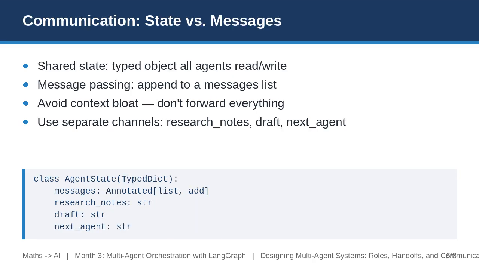Agents share information two ways. Shared state is a typed object every agent can read and write, ideal for accumulated artifacts. Message passing appends to a running list of messages. The biggest pitfall is context bloat. Forwarding every internal message between agents wastes tokens and confuses models. Instead, pass summaries or structured payloads, and use separate state channels like research_notes and draft rather than one giant transcript.